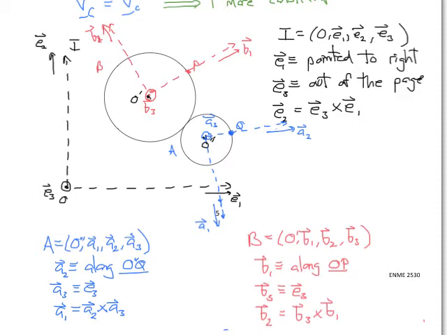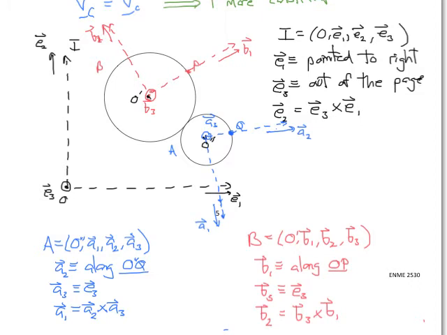And so reference frame B has three basis vectors, B1, B2, and then B3. The origin is O prime. B1 is defined as along the line O prime P. B3 is the same as E3 and is the same as A3, and then B2 is the cross product of B3 and B1.